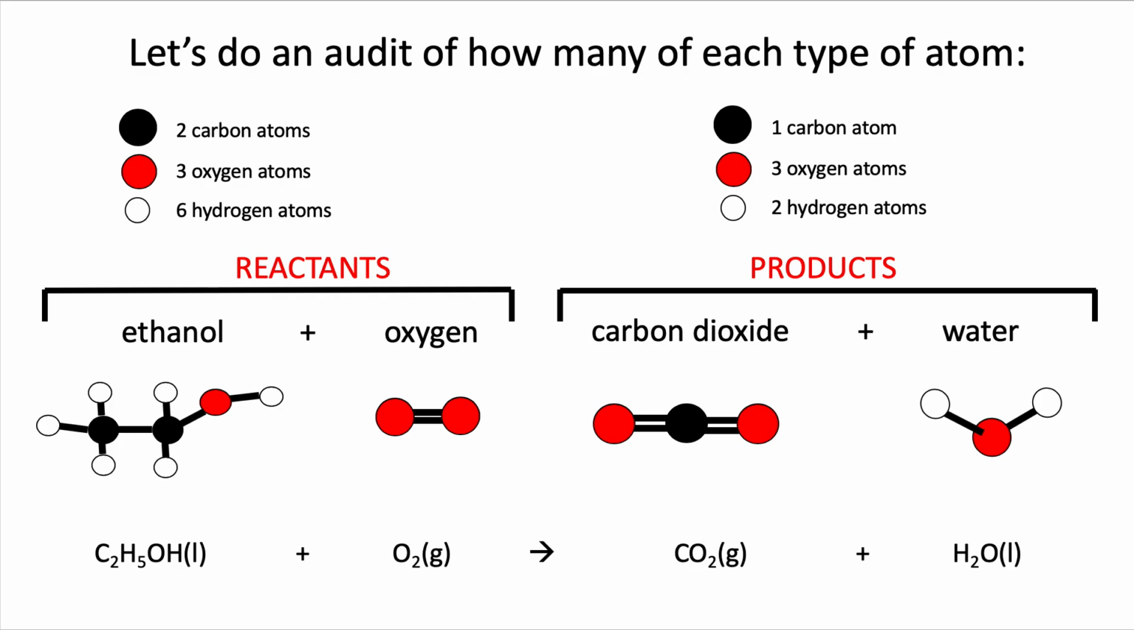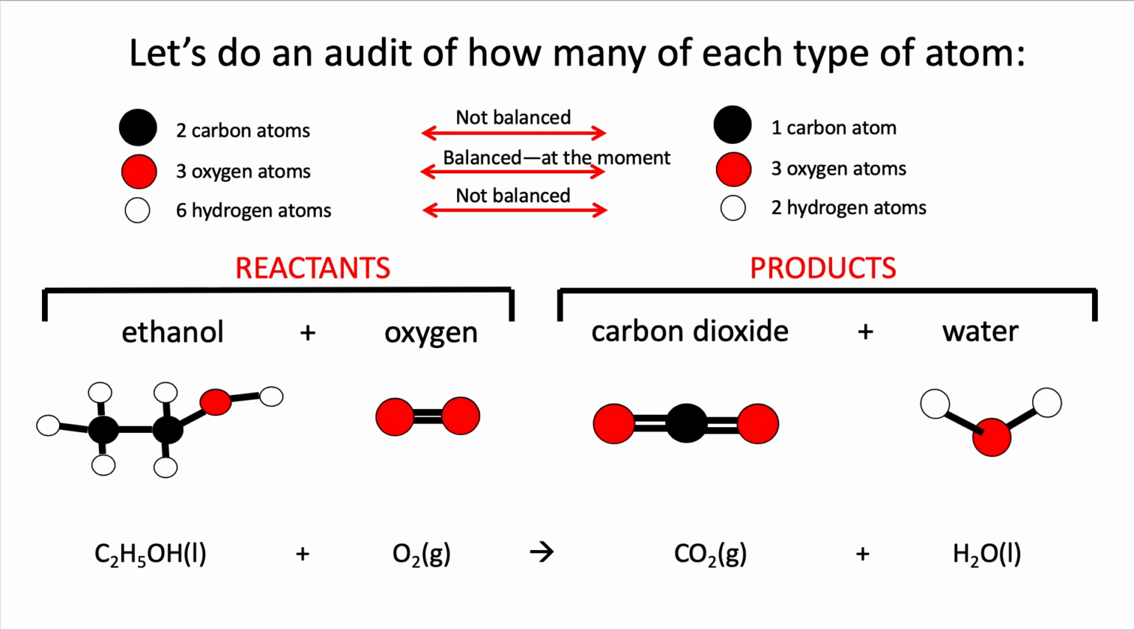So to start off with, the black atoms, they're the carbons. You've got 2 on the reactant left side, 1 on the product right side, 3 red oxygen atoms on the left, and 3 red oxygens on the right. On the left, you've got 6 white hydrogen atoms, and on the right, you've got 2 hydrogen atoms in the product water. And so, just looking at the balancing, the carbon atoms aren't balanced, the oxygen atoms are, and I've put that at the moment because sometimes when you rebalance the others, it interferes with what was already balanced, but let that happen. And the hydrogen isn't balanced.